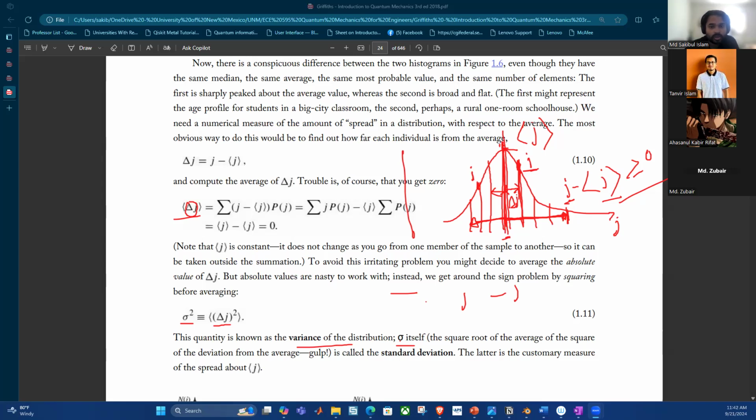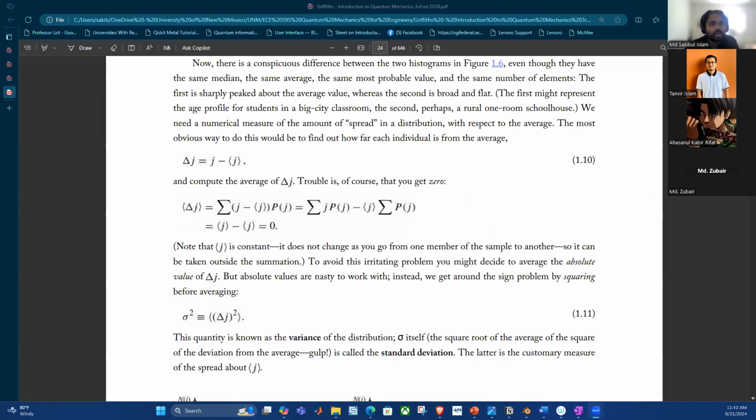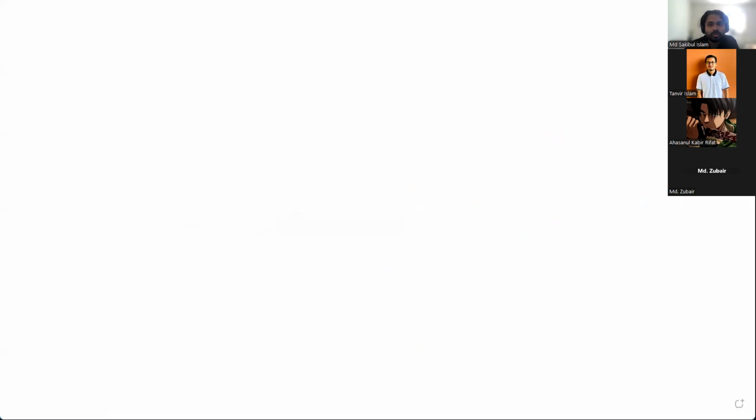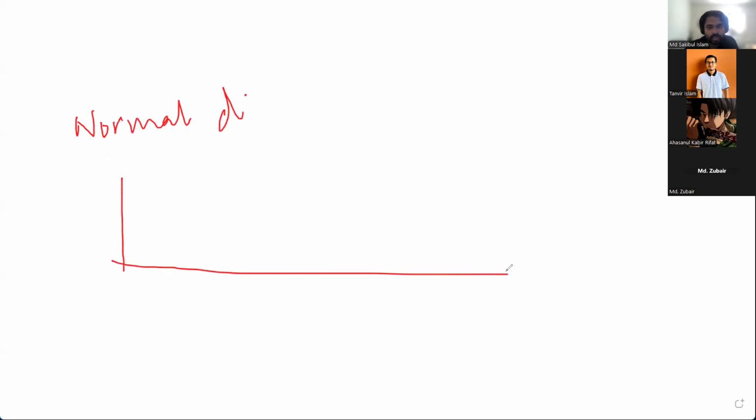Okay, I found the whiteboard. I believe you can see my whiteboard. Okay, let's consider a normal distribution. I'm considering just a symmetric normal distribution. This is a symmetric normal distribution.